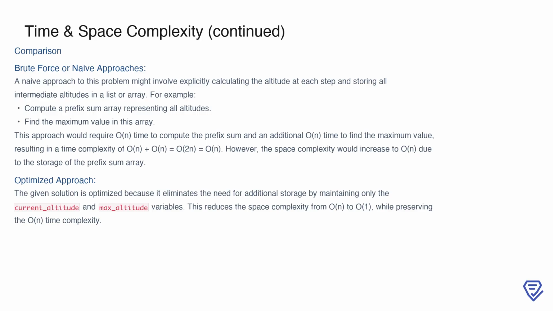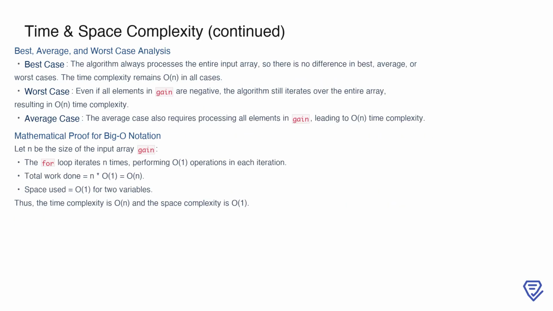In contrast, the optimized approach avoids this extra storage by maintaining only the current_altitude and max_altitude variables, reducing the space complexity to O(1). This optimization ensures that our algorithm is not only time efficient but also memory efficient. Let's consider the best, average, and worst case scenarios for the algorithm.